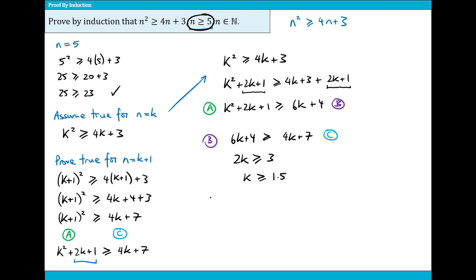I like at the end to write down that k squared plus 2k plus 1, that's the a, is greater than or equal to 6k plus 4, that's the b, which in turn is greater than or equal to 4k plus 7. So the proposition is true for n equals 5. If the proposition is true for n equals k, then the proposition is true for n equals k plus 1, and the proposition is true for all natural numbers greater than or equal to 5. So you need to write out that statement that I've just said to get the full marks for the question.